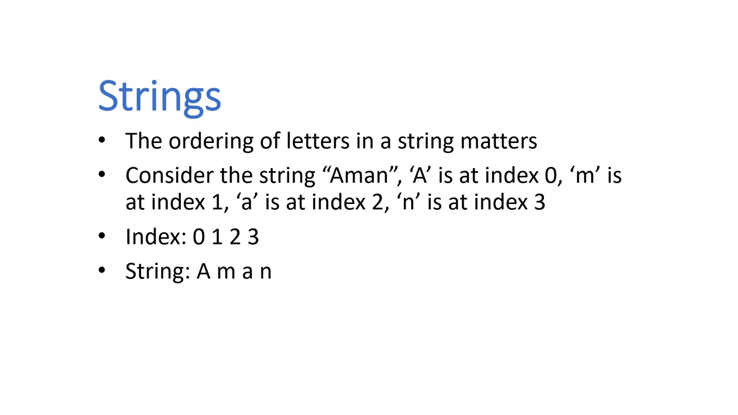Earlier, we talked about how the ordering of the letters within a string matters, and this is one place where that comes into play. For the string Aman, we say A is at index or location 0, M is at index 1, A is at index 2, N is at index 3. This means to calculate the first initial of the first name, we will want to access the character at index 0 or the 0th slot in the string.